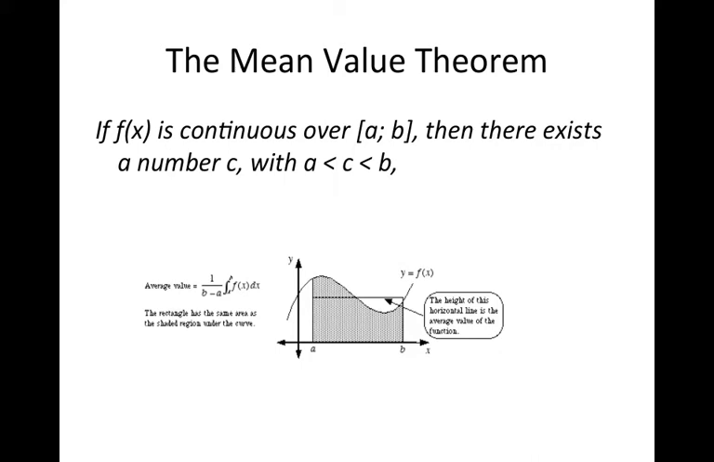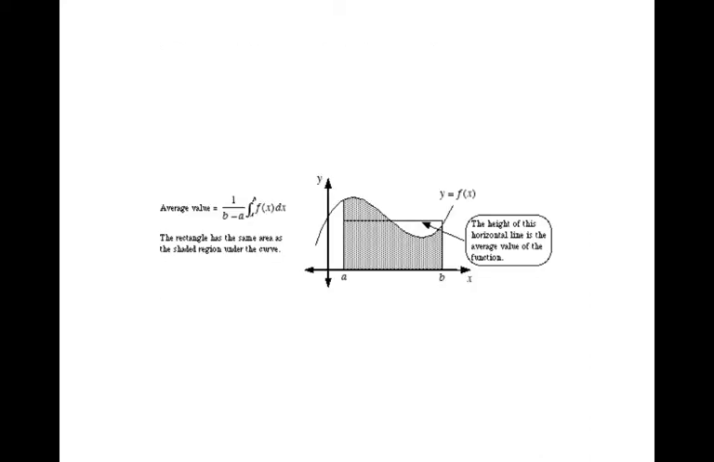As you can see in this picture, the height of that horizontal line is the average value of the function. And if you multiply the length from a to b times the height of that horizontal line, you will get the same area as the area under the curve. While the mean value theorem states that there is a value c, which is the average y value, which can be multiplied by the interval to find the area under a curve, it does not give us a way to help obtain the value of c.